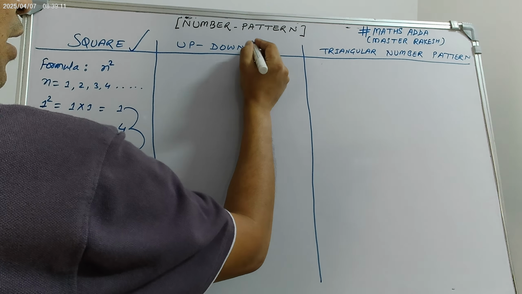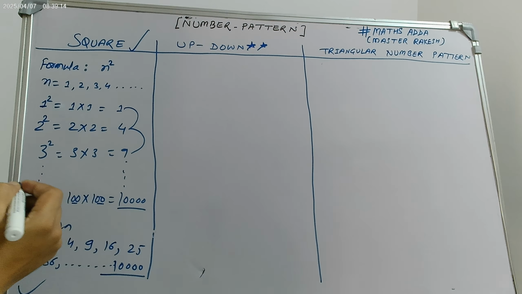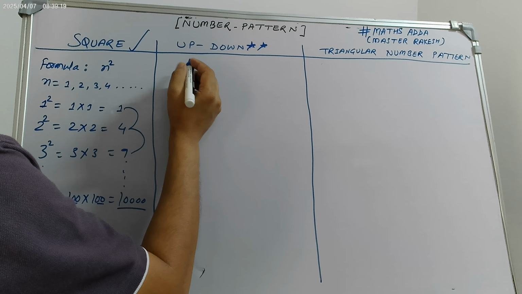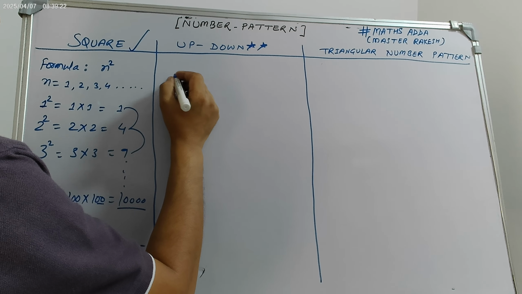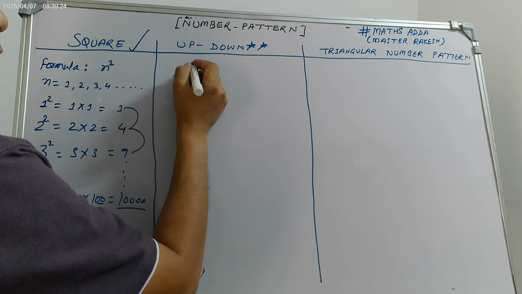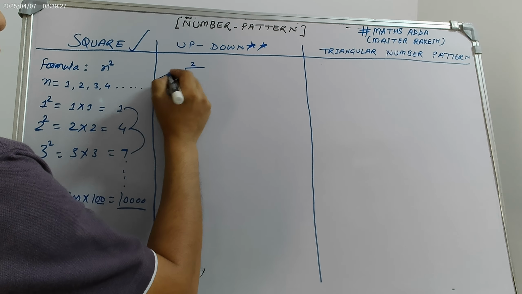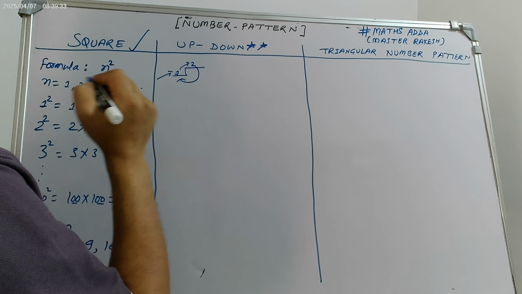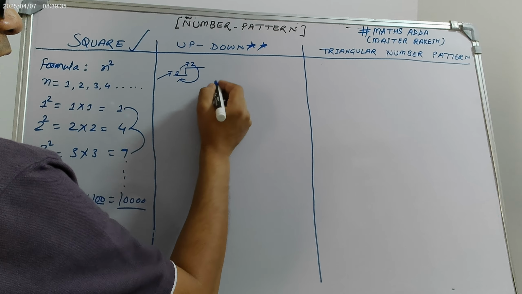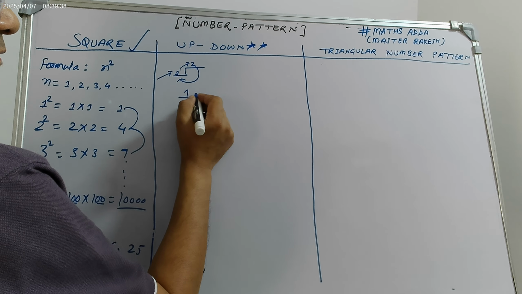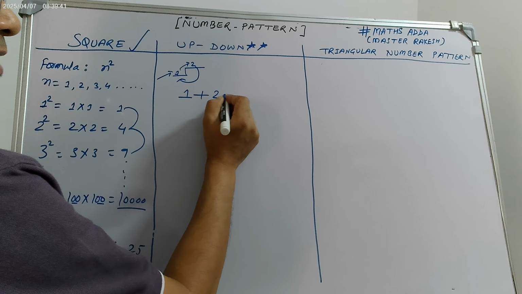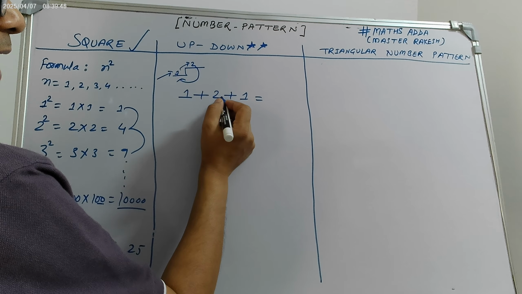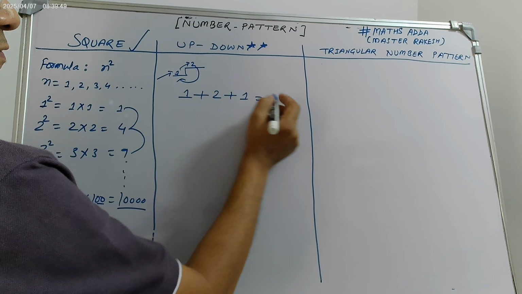Now this is another important pattern, known as the up and down pattern. Imagine this is the first floor, this is the second floor. You go to the first floor, then the second floor up, and again you come back to the first floor. First floor to second floor, then second floor to first floor: 1 2 1. If you add all three, 1 plus 2 is 3, plus 1 is 4.